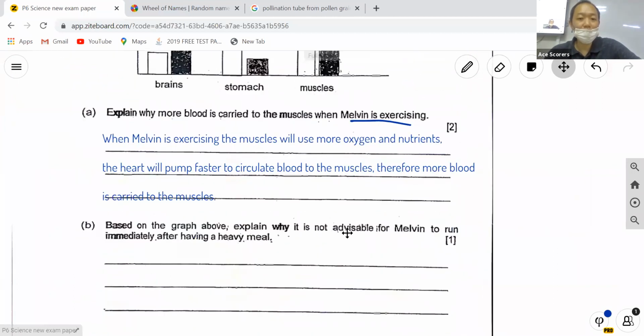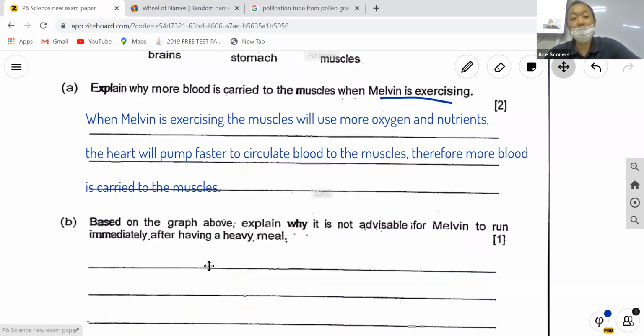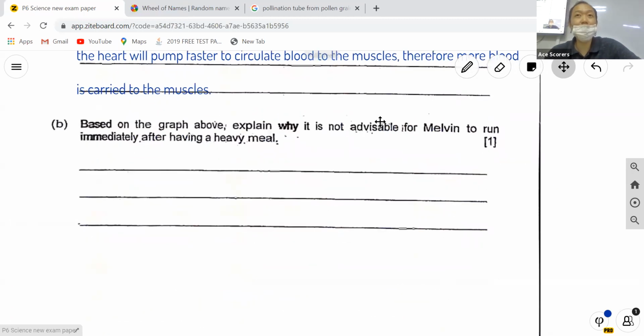So anyway, why is it not advisable for Melvin to run after having a heavy meal? Vincent, you haven't answered yet. Why?